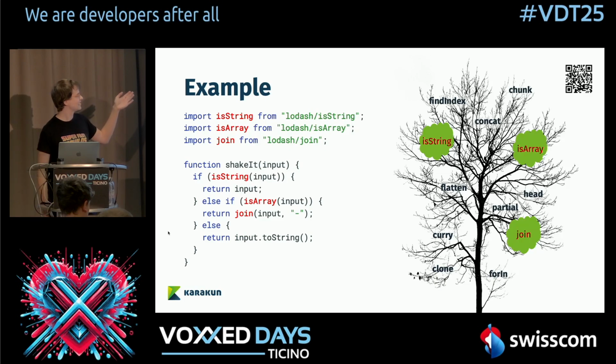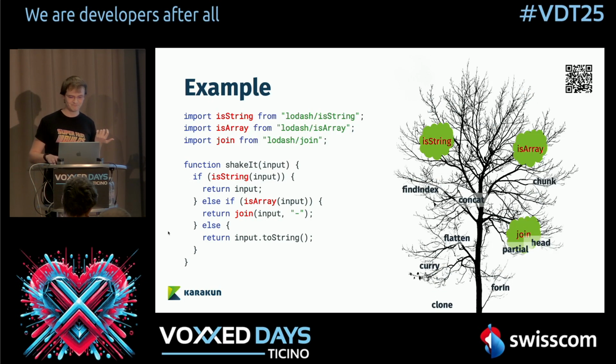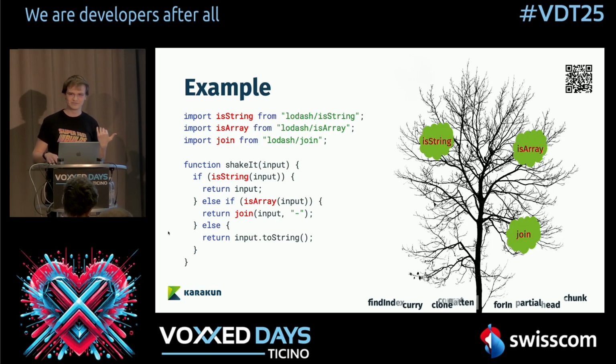So we use here, for example, a string, use isArray, and we use join. And these are the three leaves you can see on the right. And these, if we now shake the tree, fall down, that we don't use because they're not really strongly connected to it. And the ones that we use, they are still strongly connected.